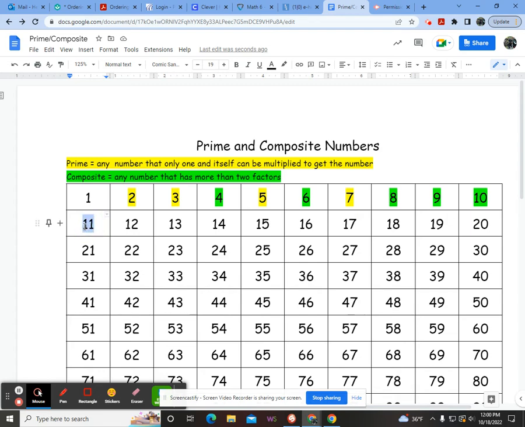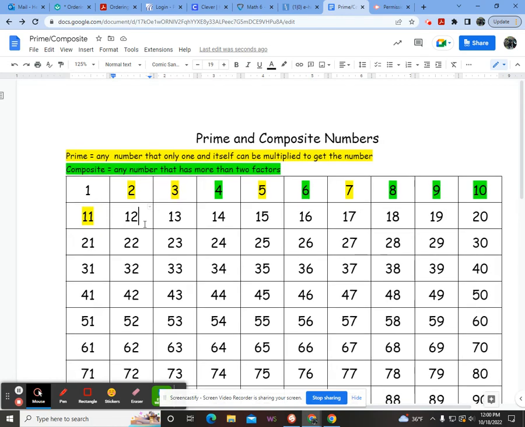11. Prime or composite? Prime. That one would be prime. There's nothing besides 1 and 11. Now, moving on to 12. 12 ends in what kind of a number? Even number. What do we know will go into all even numbers? What number? Mason? 2. So if 2 goes into all even numbers, we can knock out about half of these numbers right now.